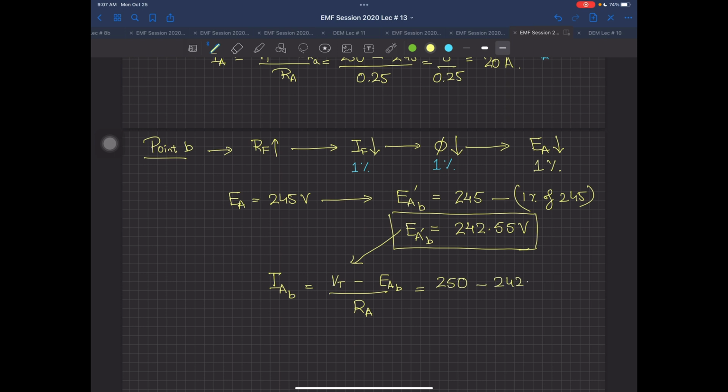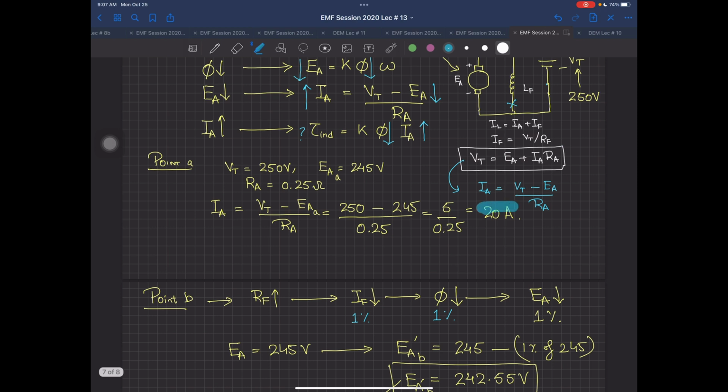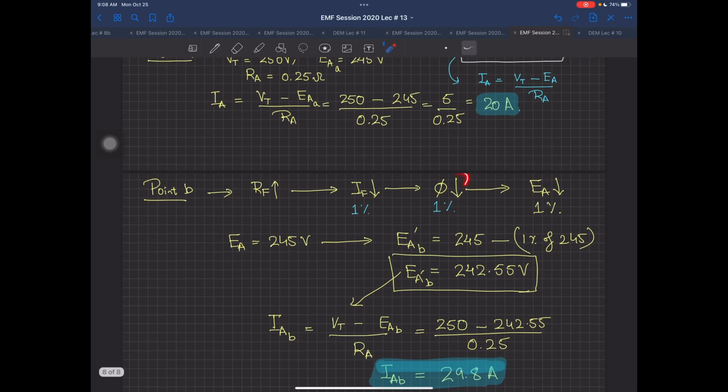Now this is 242.55, the value we have calculated, and RA is again 0.25, and this comes out. So IAB comes out to be, as per this book, 29.8 amperes. Please verify this if anyone has a calculator. So this is 29.8 amperes. What this is telling you is very important. This IAB is 29.8 amperes. Your previous current was 20 amperes. You can see very closely that your IA, which was 20 amperes, with a 1% decrease in flux has now approximately a 50% increase in the armature current.